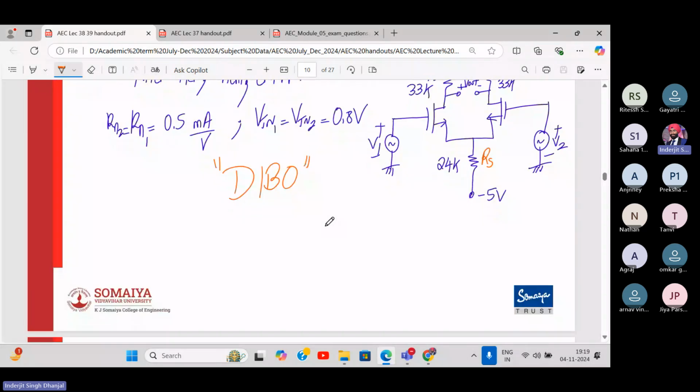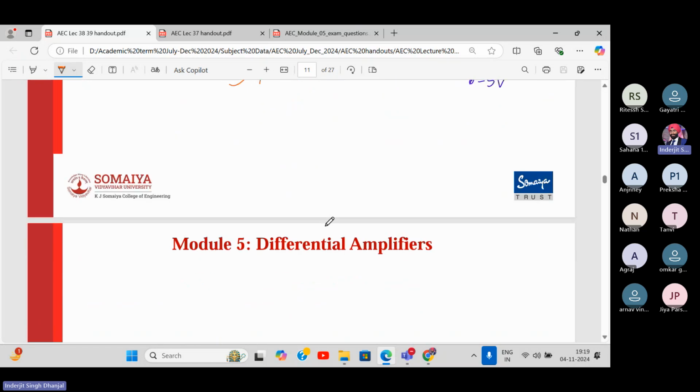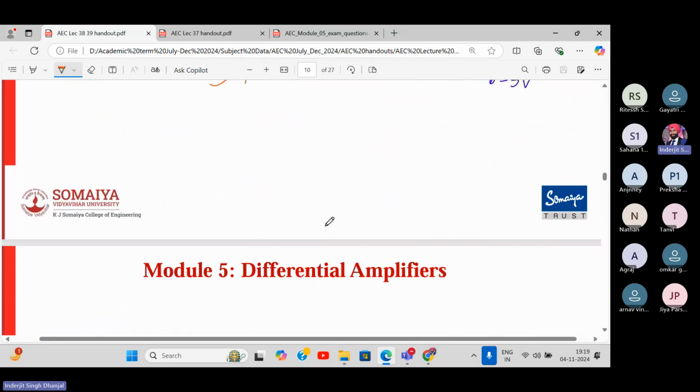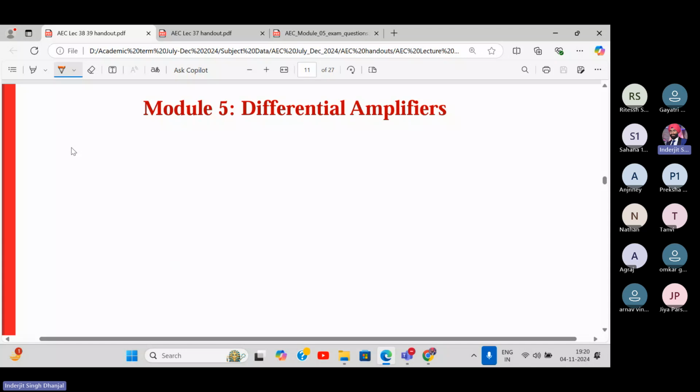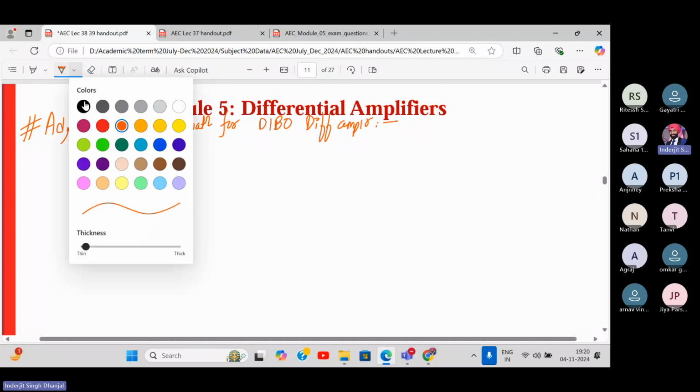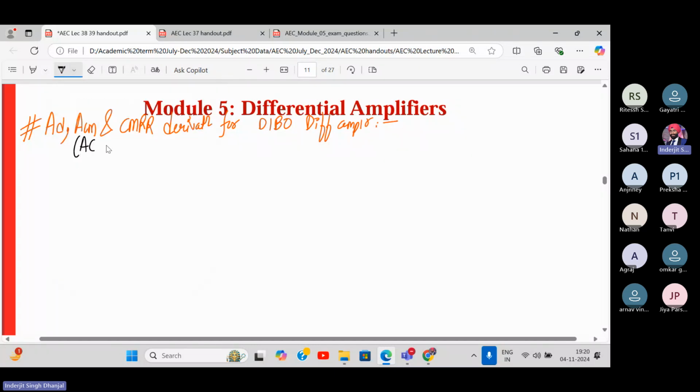All right. Now can we go for the derivations? Yes or no? Yeah. Let's go for the derivations now. Write down AD, ACM and CMRR. Derivation for DIBO, DFAM, differential amplifier, or it is simply called AC analysis.